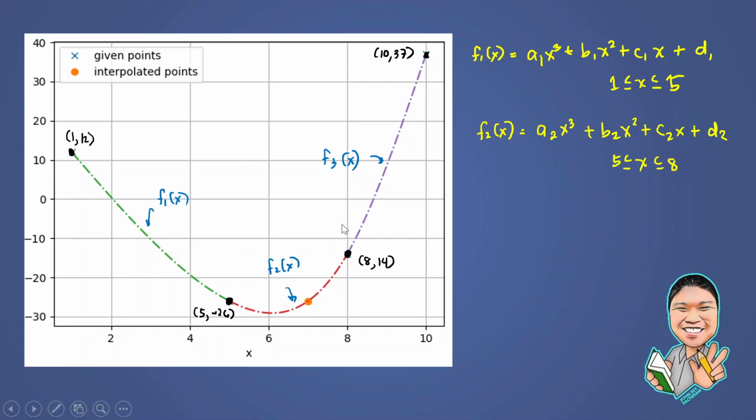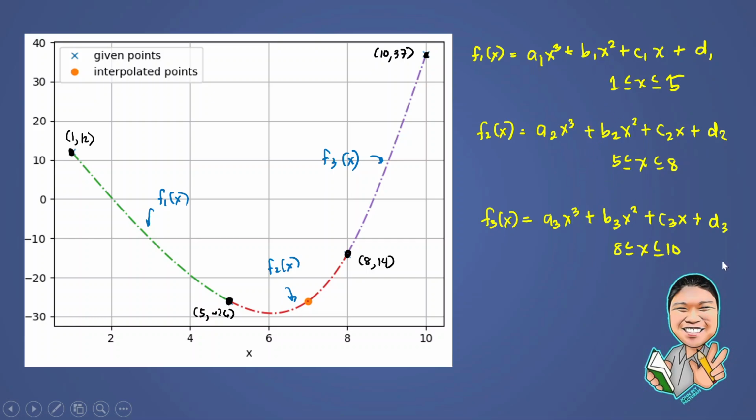For the last spline, itong f3x natin, so yung f3x is equal to a sub 3 x cube plus b sub 3 x squared plus c sub 3 x plus d sub 3, and yung interval natin dito is from 8 to 10, 'di ba? Kasi ito yung 8 natin and yung 10. So ayan siya. So na-establish na natin yung format nung tatlong spline functions natin.